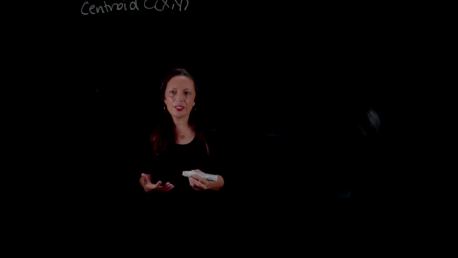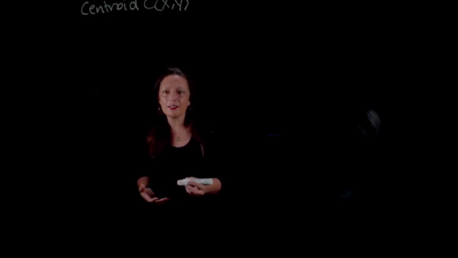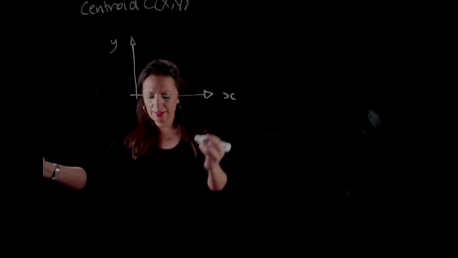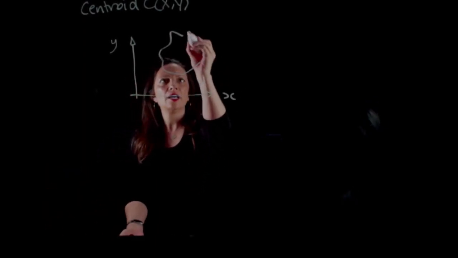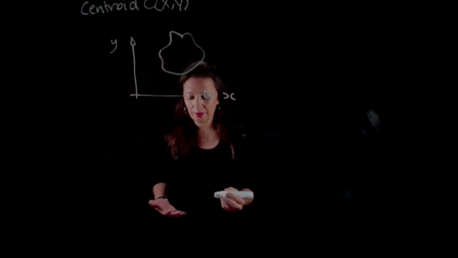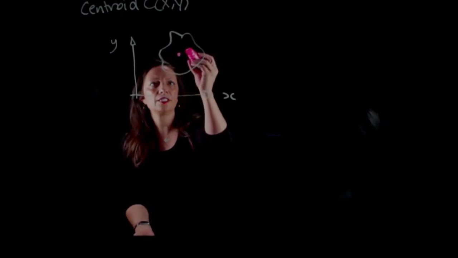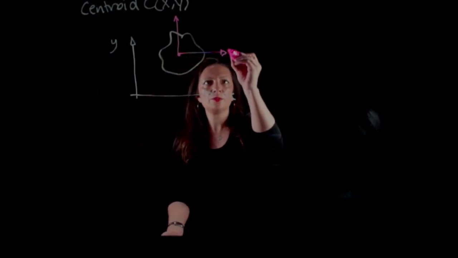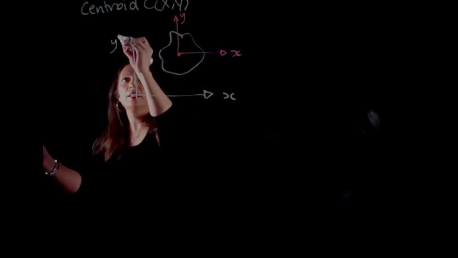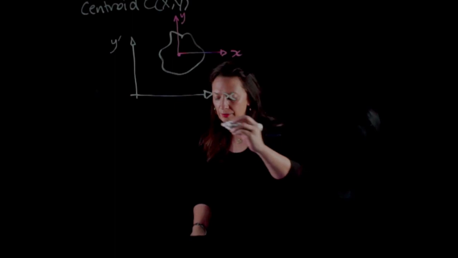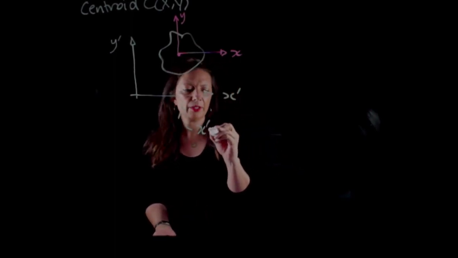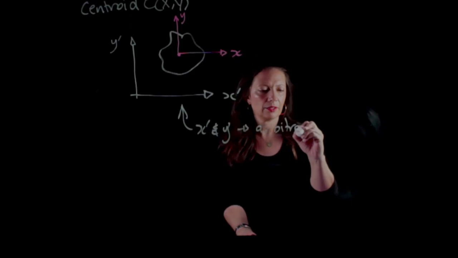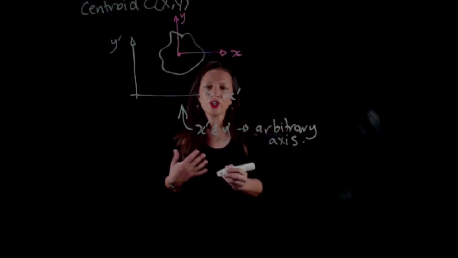So, the centroid of an area is the gravitational centre of that area. So we're going to have an axis system, so y and x. And if I just have an arbitrary shape, this shape is going to have a centroid. So here is the centroid, and it will have its own axes. So we'll call that x and y, and we'll call this one x bar and y bar. So x bar and y bar are arbitrary axes.